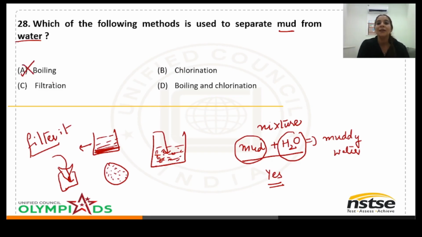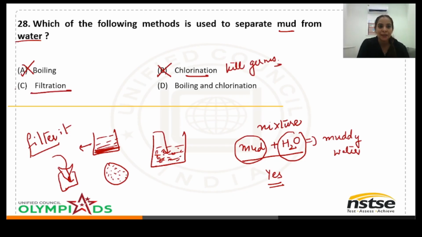Okay. So the option says, can be separated by boiling? No, we can't. The reason being, mud doesn't evaporate. Can be separated by chlorination? Chlorination means adding chlorine to water. If you add chlorine to water, it kills germs. But it doesn't separate mud from water.